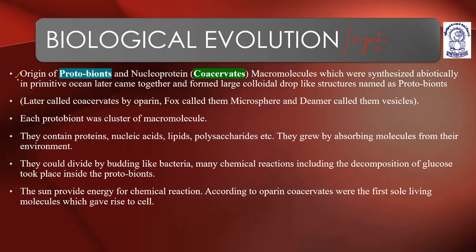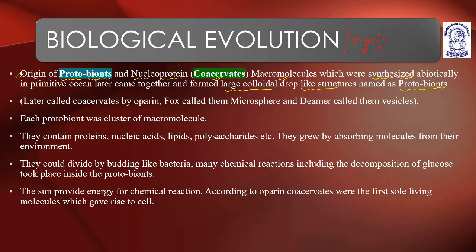Now, origin of protobionts. Proto means primitive, bionts means living, or like a living cell. So origin of protobionts and nucleoproteins, also known as coacervates. They were the macromolecules which were synthesized abiotically in the primitive ocean. I mean, they were the first form of primitive life or primitive cell, synthesized abiotically in the primitive ocean. Later, they came together and formed large colloidal drop-like structures known as protobionts.